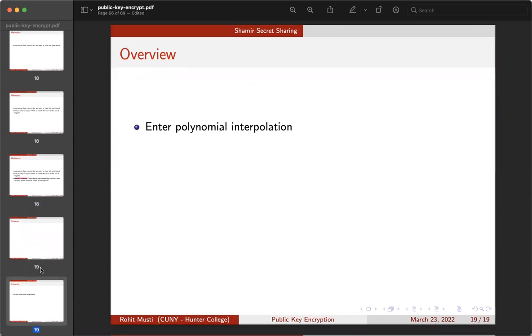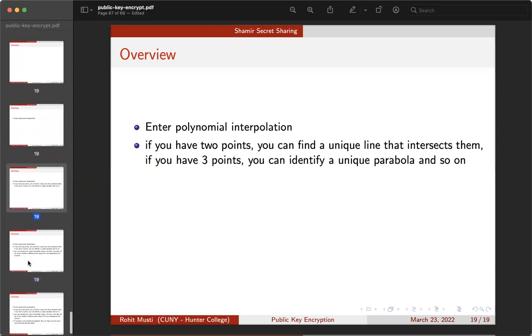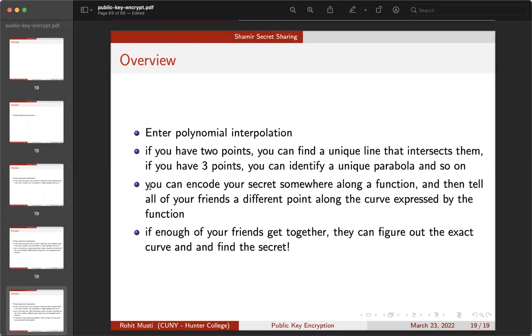So the way this works is by using polynomial interpolation. This just says, if you have 2 points, you can find a unique line that intersects them. If you have 3 points, you can find your unique parabola and so on. You can encode your secret somewhere along a function and then tell all of your friends a different point along the curve expressed by the function. And if enough of your friends get together, they can figure out the exact curve and find the secret.